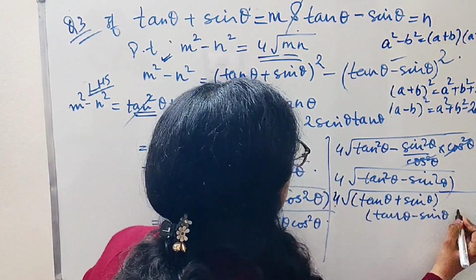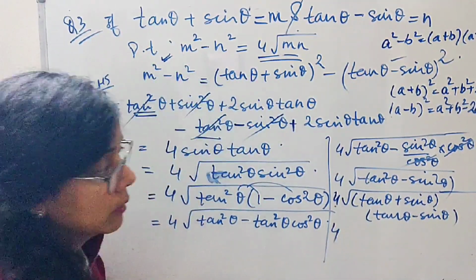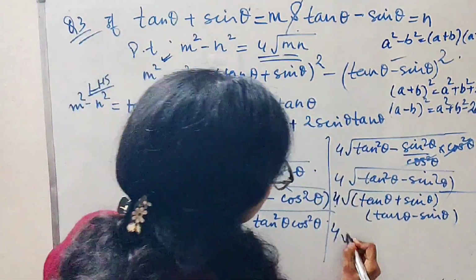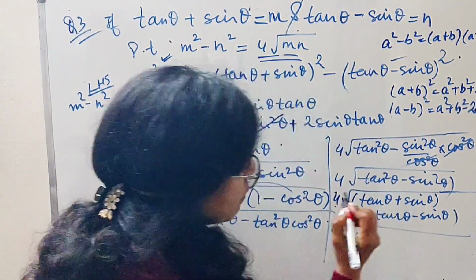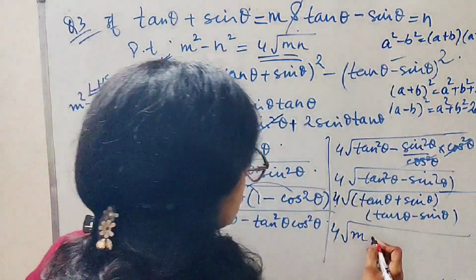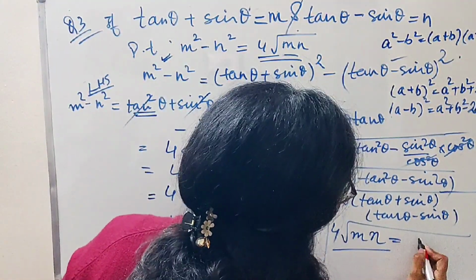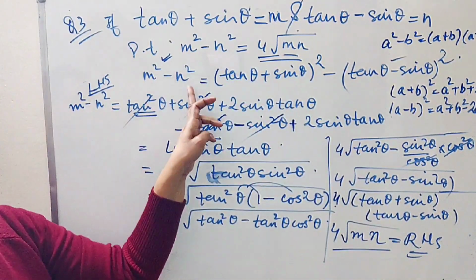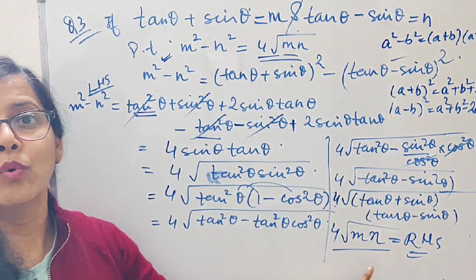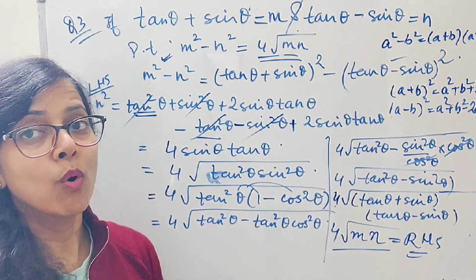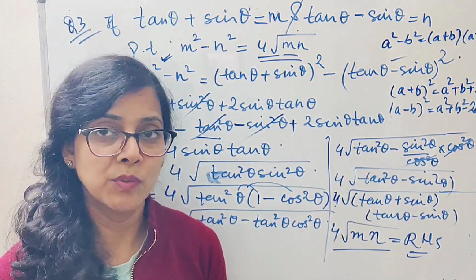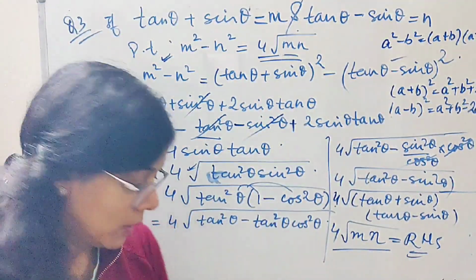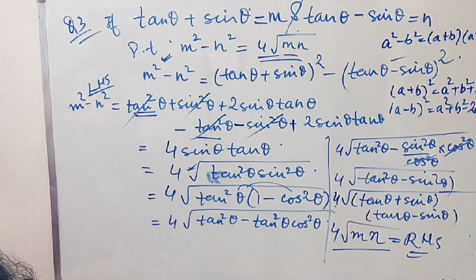Now, what is given to us was tan theta plus sine theta is m. So you just place the values, m. Tan theta minus sine theta is n. So we got this RHS here, that m square minus n square is equal to 4 under root mn. A small trick we have used here in this question, and by using this trick we have come to the solution. I hope this is clear to you and you're finding them interesting.